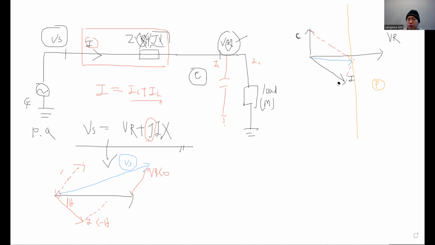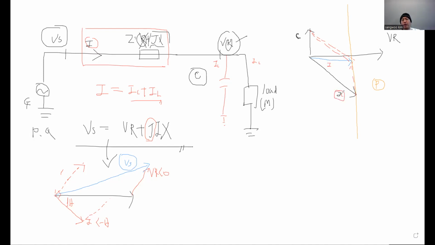So actually, my drawing is not good right now. What I wanted is, actually, it has to be like that. I, and then column actually. Yeah. So now, look at that. Here is I, right? Here is IL.